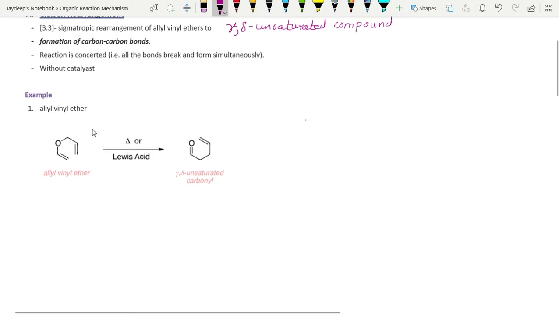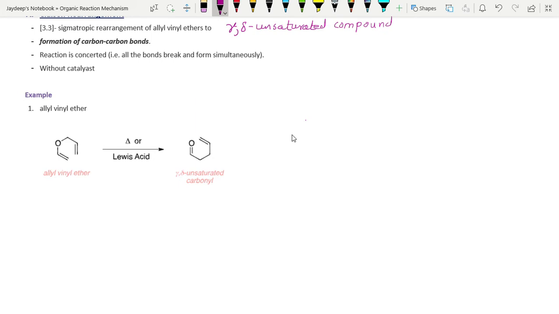So the example for this reaction is allyl vinyl ether. This allyl vinyl ether, when subjected to heat or Lewis acid, undergoes an electrocyclic reaction and forms this gamma, delta unsaturated carbonyl compound.